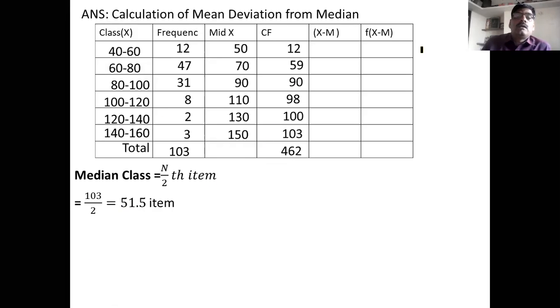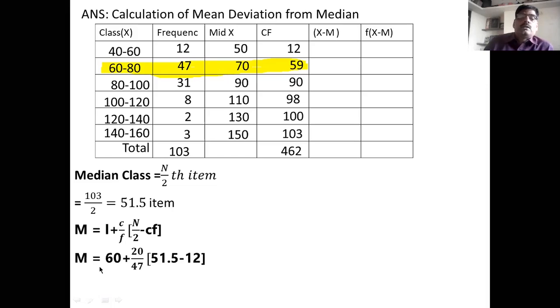51.5 comes in the 59. So this is called the median class. On the basis of this, you have to calculate the median. Therefore, you write the median equation. Median is equal to L plus C divided by F, in the bracket N divided by 2 minus CF. So these are the values. 60 is the lower limit. 20 is the class interval. Okay. This is the median equation.